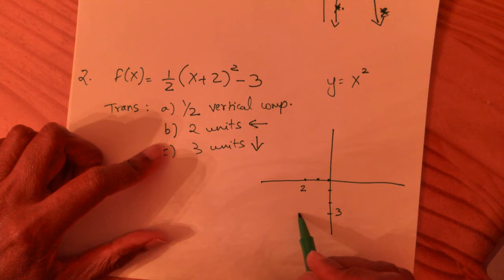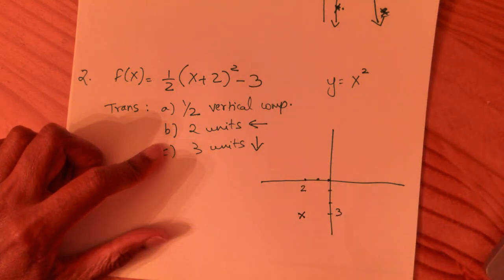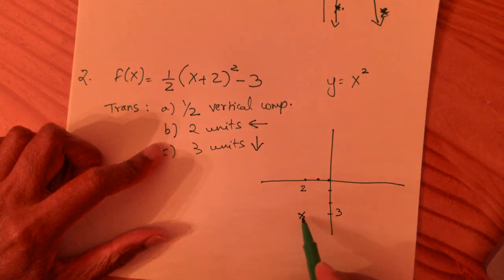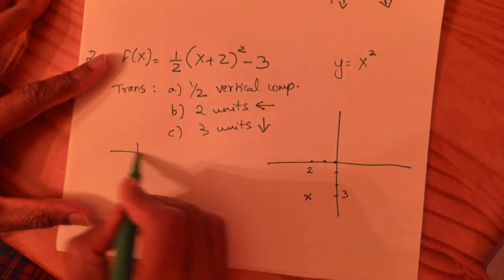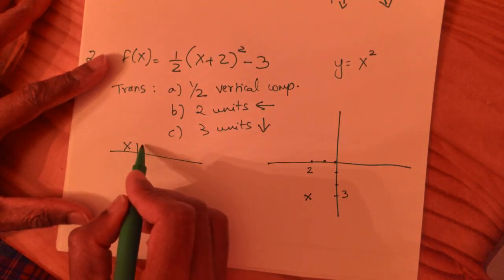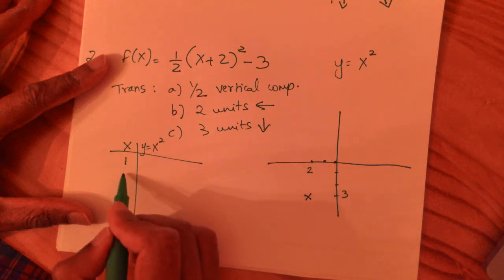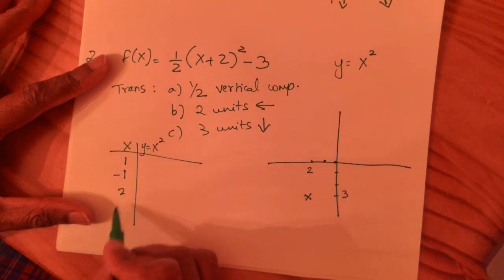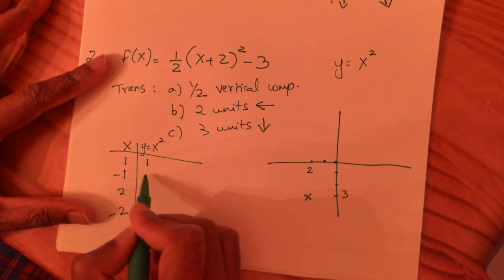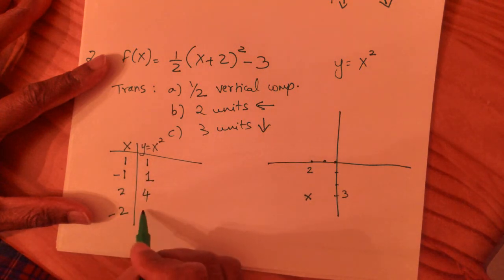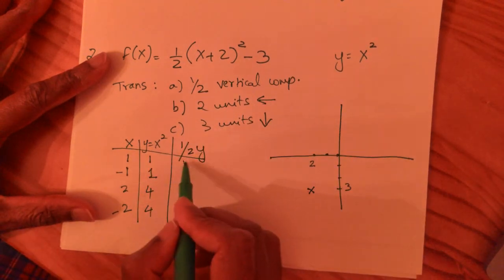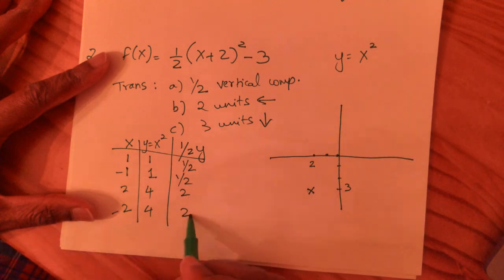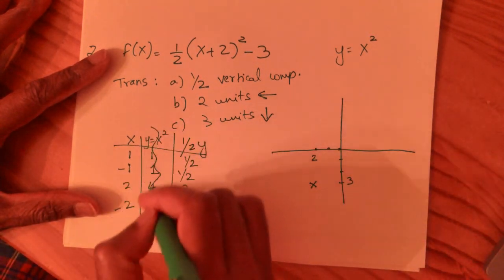So 3 here. So this is my new vertex. What's going to be my next point? So normally I would have said 1 across, 1 up. It would have been here, but that's not it, because there's a vertical compression. So what I do is I create the same table. So 1, -1, 2, -2. 1 squared is 1, -1 squared is also 1, 2 squared is 4, -2 squared is also 4. But that's not what I want. I want half of y. So this becomes half, this becomes half, this becomes 2, this becomes 2. So these are the points that you will take.